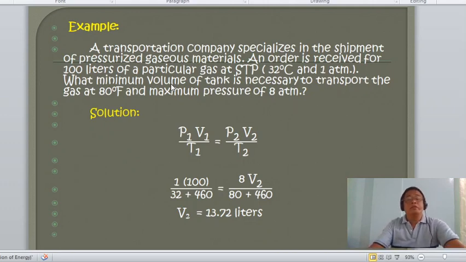Okay? So, solution. From the combined ideal gas equation, that is P1V1 over T1 equals P2V2 over T2. Again, substituting values, making pressure and temperature absolute, the final volume now is 13.72 liters. Okay, so take note, 13.72 liters only, compared to the original volume of 100 liters. Okay?